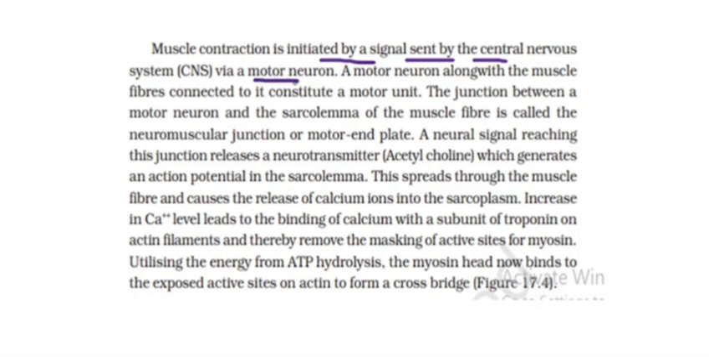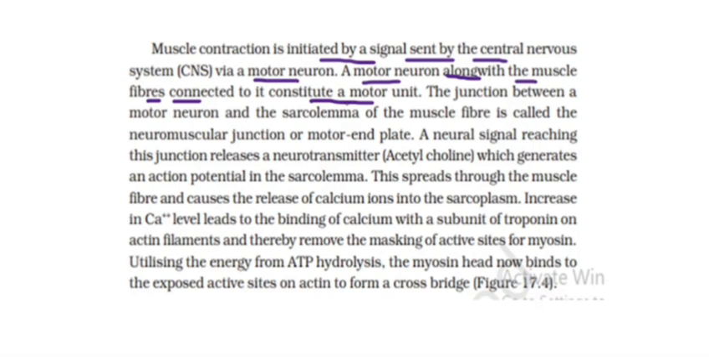A motor neuron along with the muscle fiber connected to it constitutes a motor unit. So basically the motor unit consists of the motor neuron and the muscle fiber connected to it. You can underline this part also: a motor neuron along with the muscle fiber connected to it constitutes a motor unit.